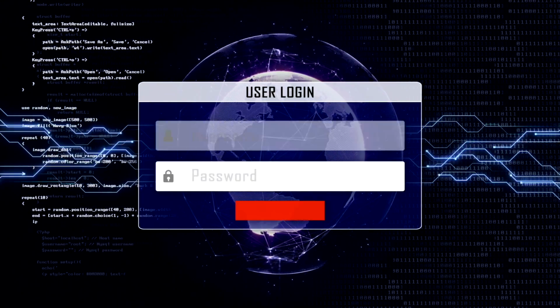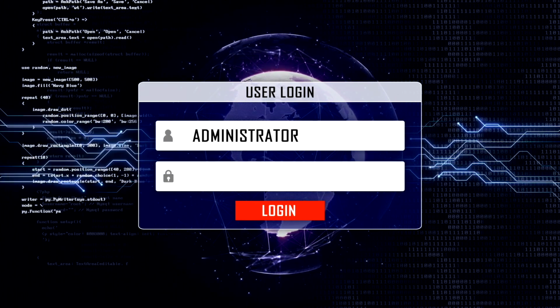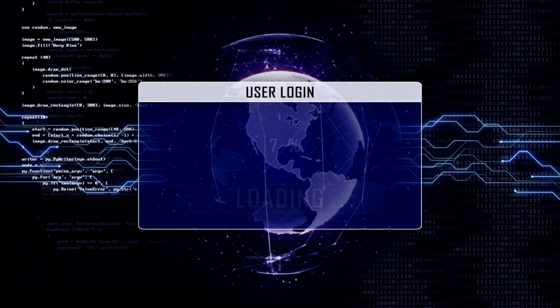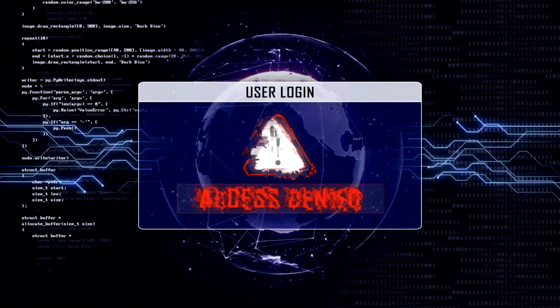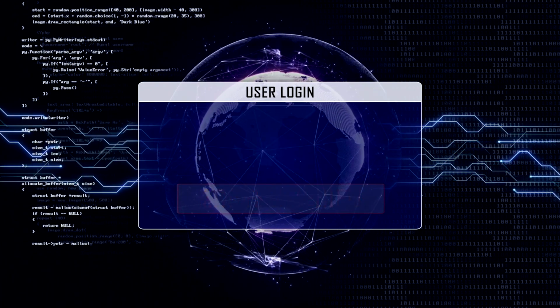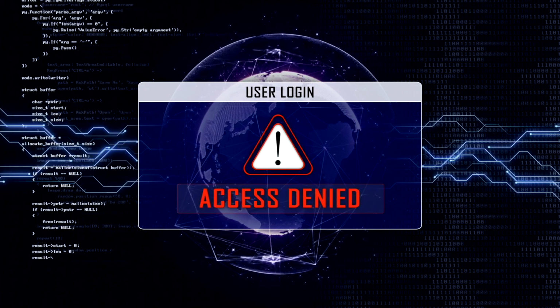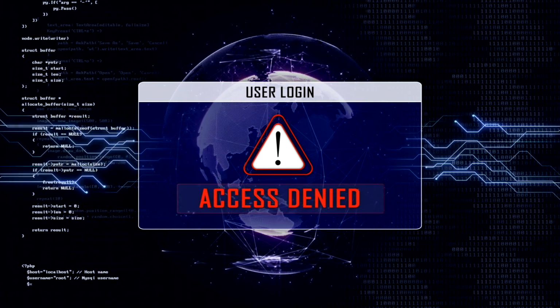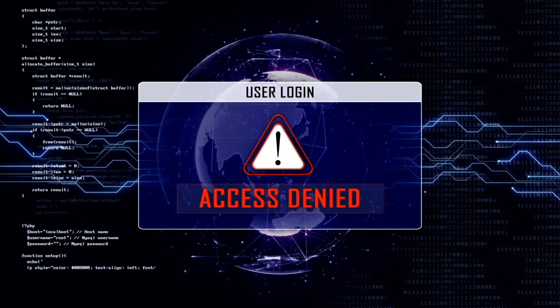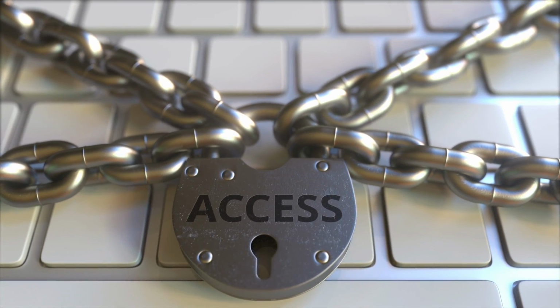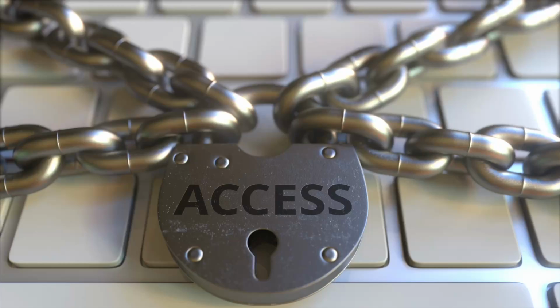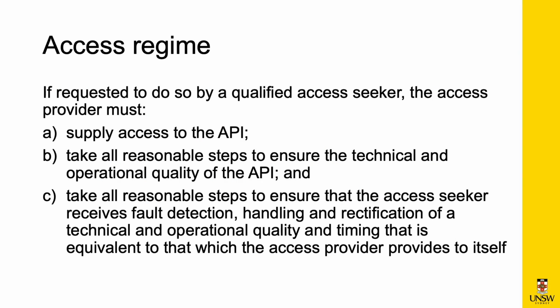One way is through the traditional mechanism of an access regime. Under such a regime, the supplier of the online platform has an obligation to create and provide access to a standardized API. Access would be offered on a transparent and non-discriminatory basis. If requested to do so by a qualified access seeker, the access provider must A.